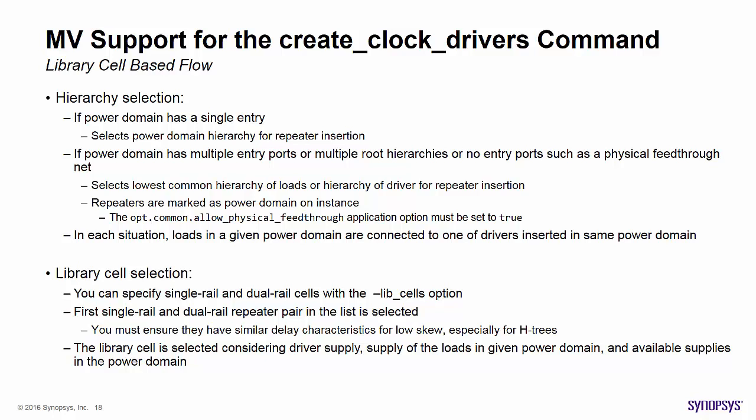Library cell selection is performed as follows. Single and dual rail cells can be specified with the -lib cells option. The first single dual rail pair in the list is selected by the tool. This pair must have similar delay characteristics for low skew, especially in case of H-tree drivers. The library cell is selected considering driver supply, supply of the loads in the given power domain, and available supplies in the power domain.